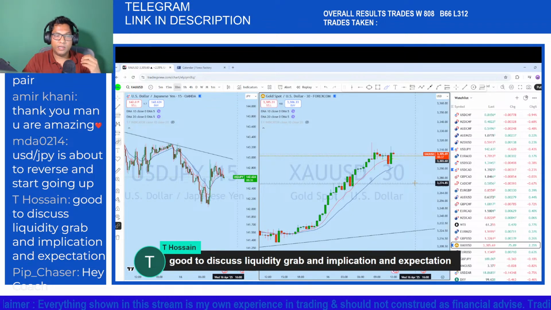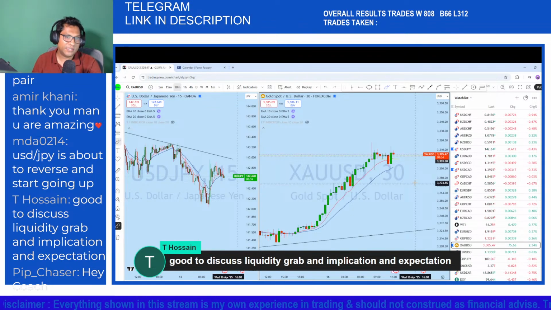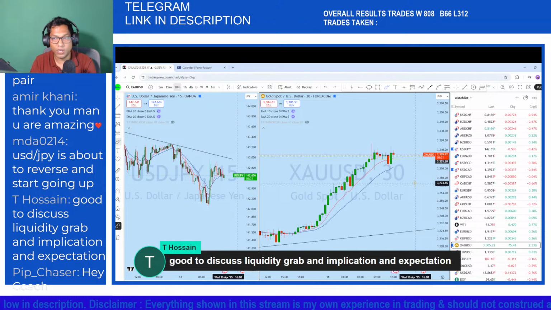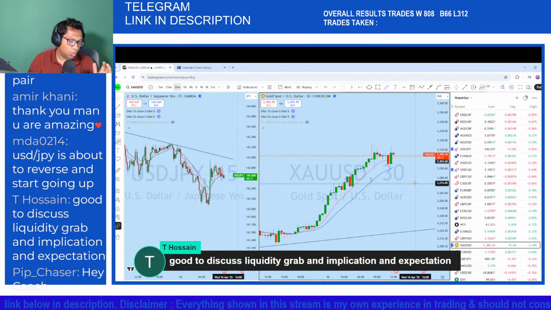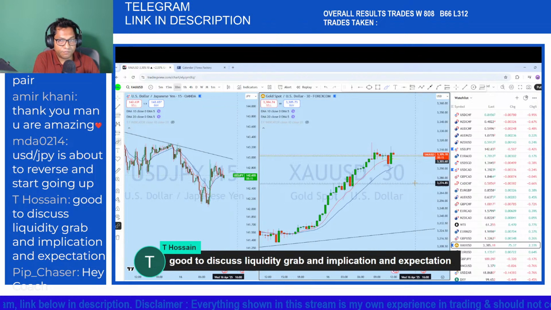So firstly, let's understand why it is important to know the liquidity and how it works, and then we'll be looking at what is liquidity and how you can use it in your trading, right? So what is liquidity grab? This is the first question that you need to understand.